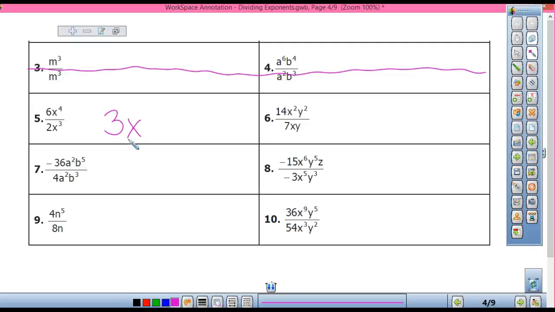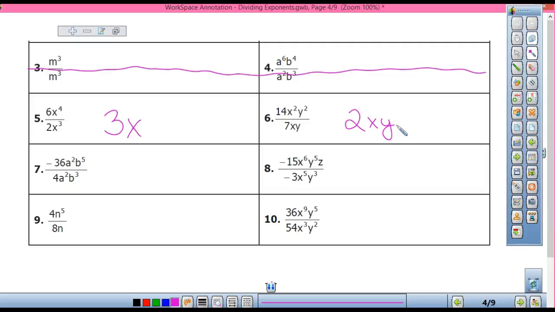Now 14 divided by 7, 2. X squared divided by x, y squared divided by y. No, not your coefficients. Divide your coefficients, subtract your exponents. So when I say x squared divided by x, what I mean is subtract your exponents. So we're taking 2 minus 1 and just getting x. Does that make sense?